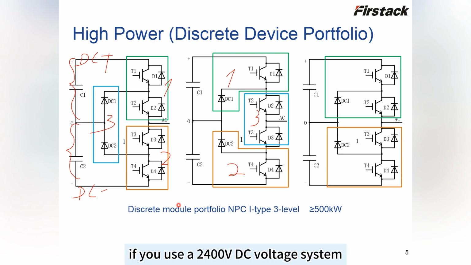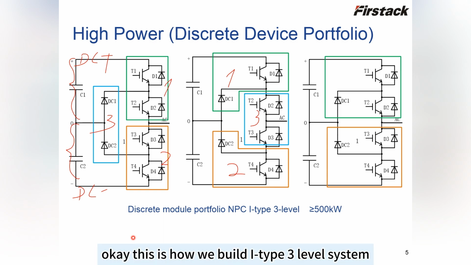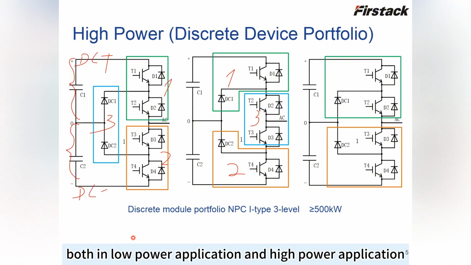For example, if you use a 2400 volt DC voltage system, in a two-level system a 3300 volt module is necessary, but in a three-level system of I-type, only a 1200 volt module is enough. Even if you use three of them, the total cost is still lower than a 3300 volt module. So this is a great benefit of the I-type system. Okay, this is how we build an I-type three-level system, both in low power and high power applications.